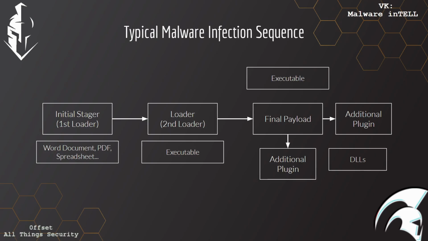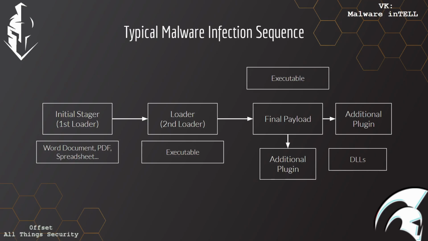We normally see infection starting with a Word document, normally from malspam. That will then reach out to a command and control server, or perhaps it will have an executable embedded inside of it. So the macro will then go ahead and decrypt the executable inside of it, or download it from a command and control server. This loader executable will then go ahead and download the final payload from a command and control server, or it will be embedded inside of it.